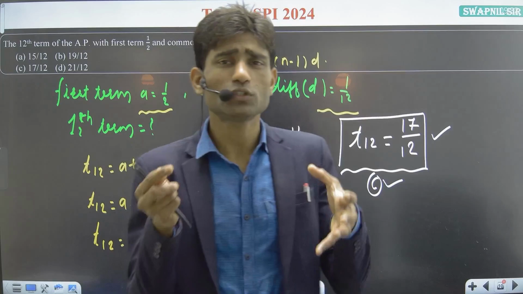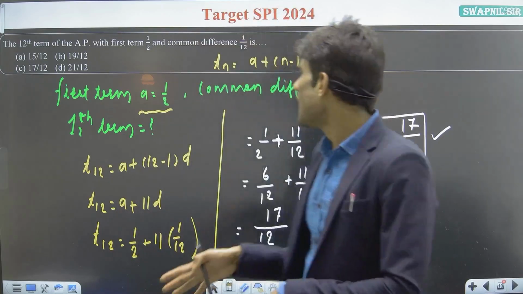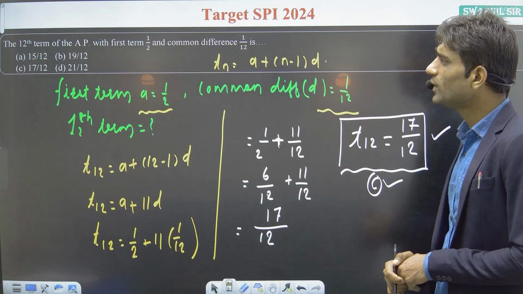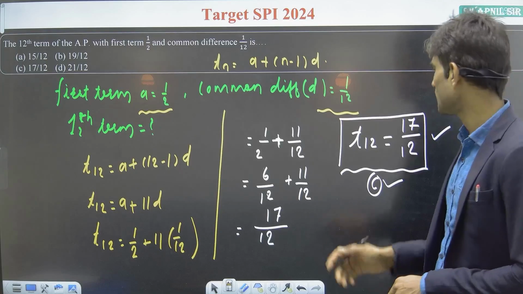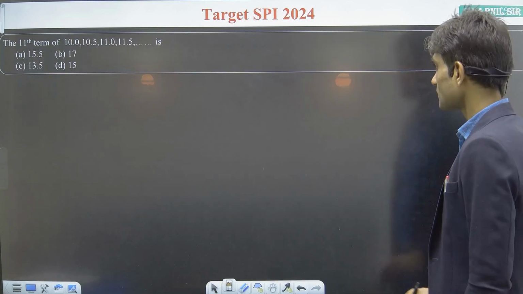First of all, jot down what is given in the question, put it in one place, and apply the formula directly to get the required answer. So the T12 term of our arithmetic progression is 17 by 12 here.